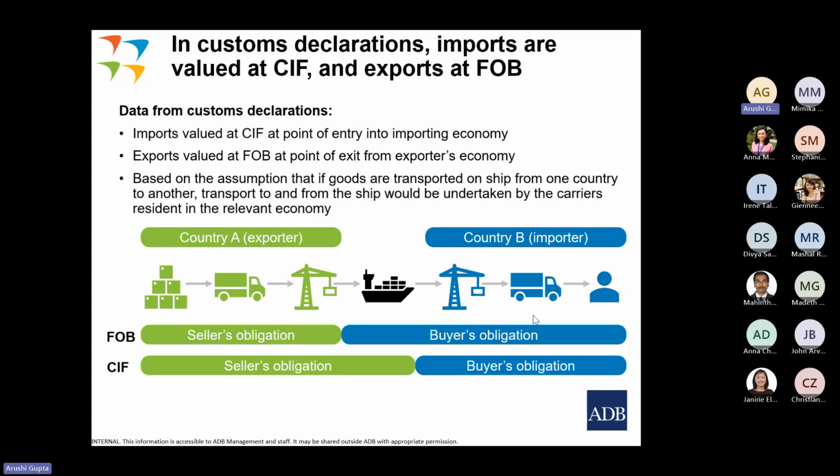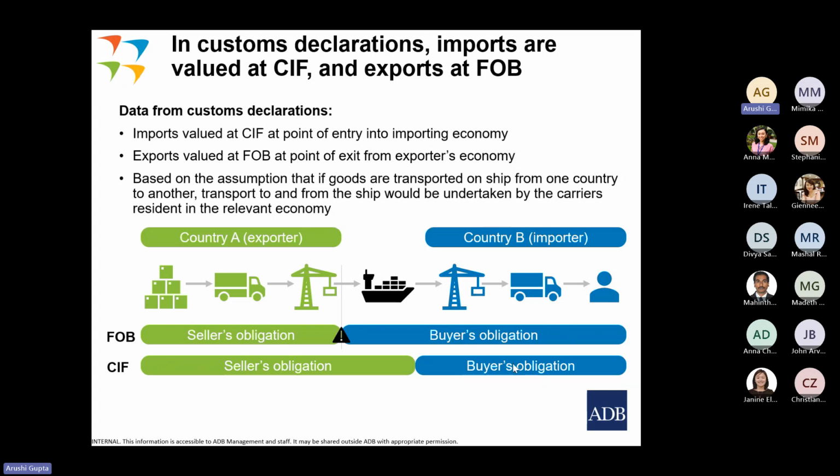But before that, let's see where this data is actually coming from. In most countries, information on exports and imports of goods comes from customs declarations. Within customs declarations, exports are valued at free on board, or FOB, at the point of exit from the exporter's economy. It includes the cost of transport from the exporter's premises to the border of the exporting economy. So in this case, it would include the cost up to the port of loading of country A itself, given that country A has the exporter.